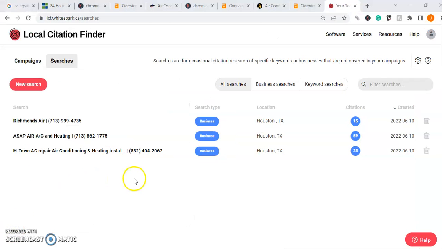So here we are in Whitespark, and you'll see we have Richmond's Air with 15 citations, ASAP Air with 59 citations, and H-Town AC Repair with 25. Normally, I recommend you double the biggest number in here. So if there's 59 citations, we're going to need 118 citations along with our other factors to go in and rank consistently in this map pack.